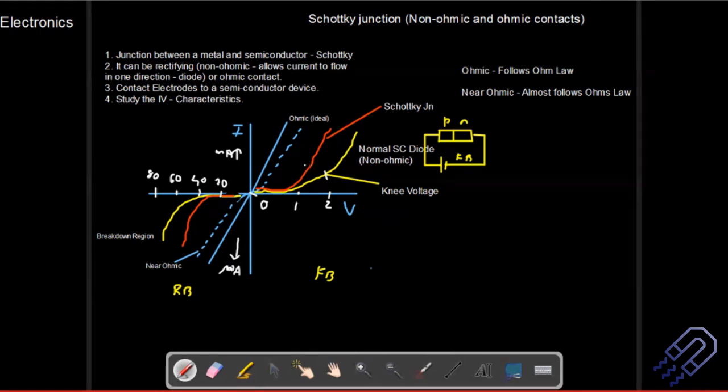So what happens is here we are having the knee voltage, and that will always be lesser. Because how do you find out the knee voltage? You can basically just draw a tangent here, and you know it will be somewhere here.